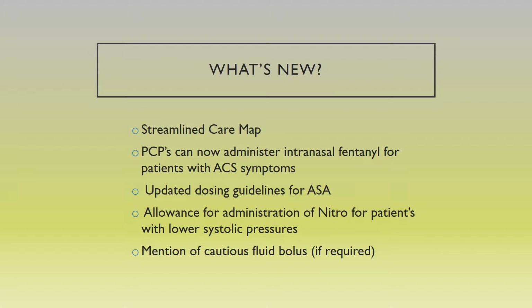As well, I'm going to share with you some updated dosing guidelines for ASA. The next thing we're going to look at is the change in systolic blood pressures in terms of nitroglycerin administration. And then the last thing we're going to talk about briefly is fluid bolus for these patients that are hypotensive, either because they are hypotensive with ACS or because we made them hypotensive. So let's take a look at the care map.